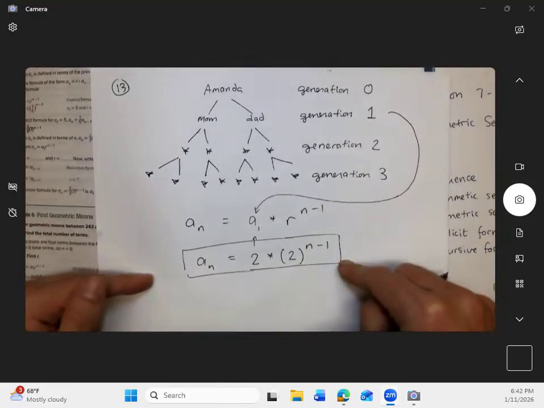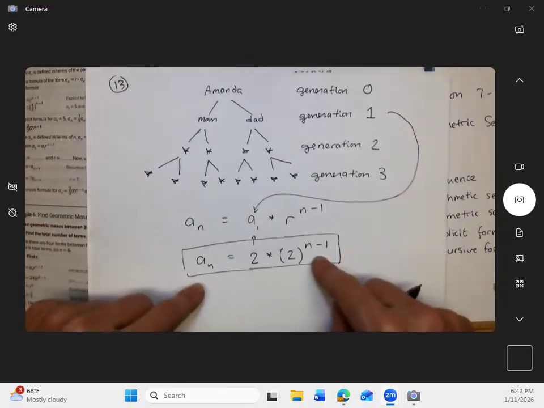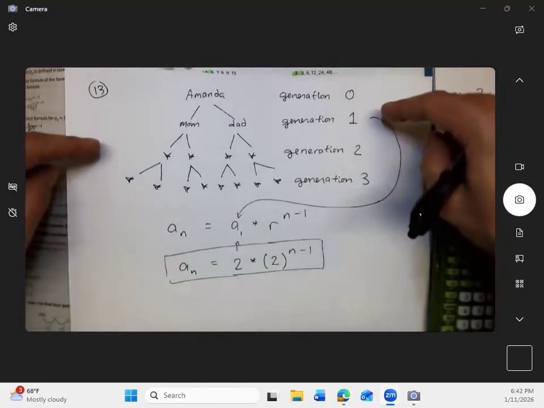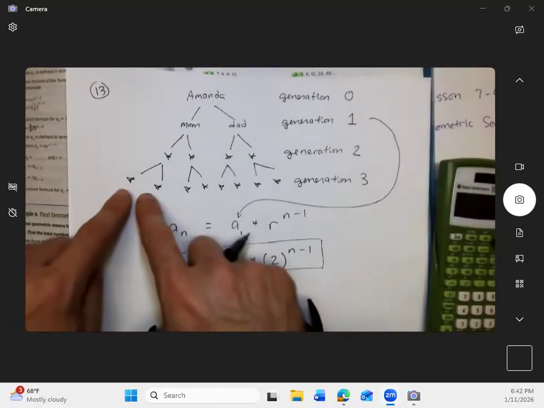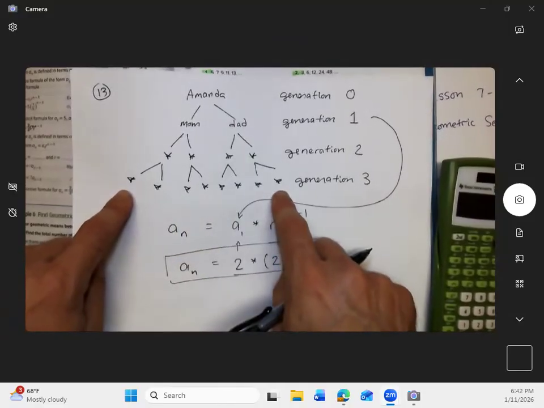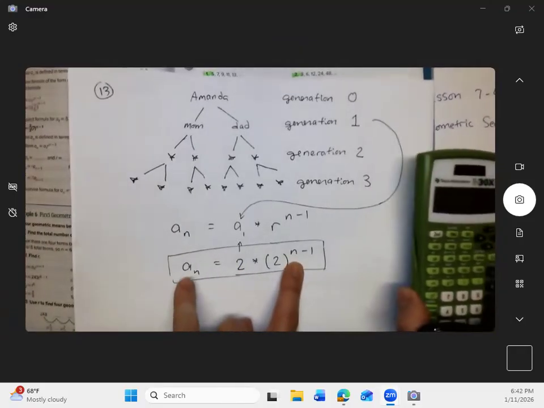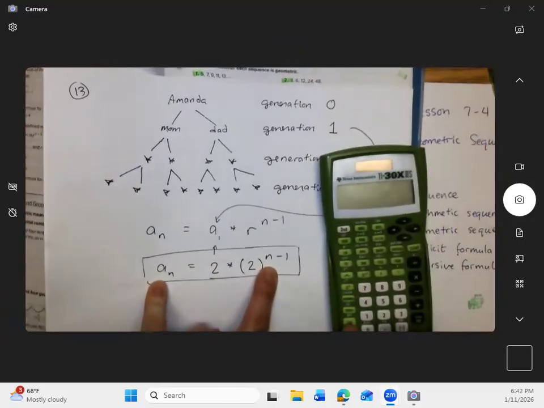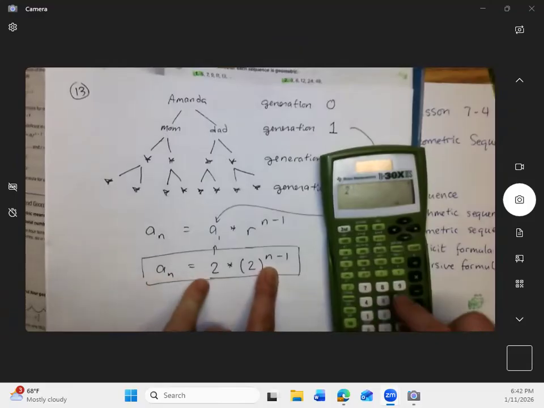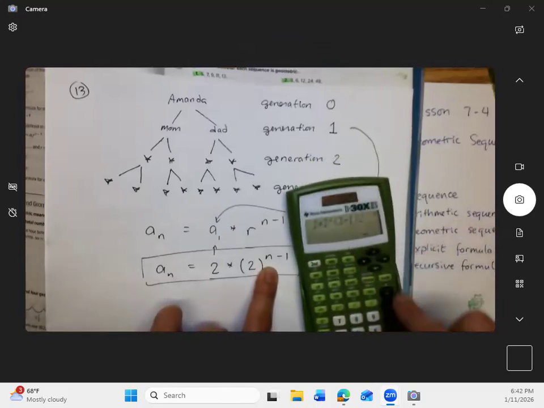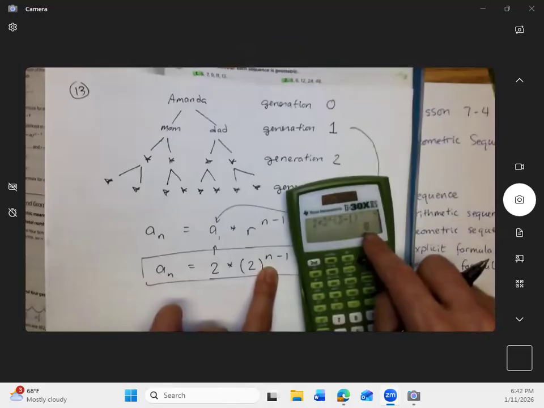Now let's test this formula, and then we'll plug in 5 for n so we can actually get the answer. I'm claiming that if you go 1, 2, 3 generations back, she has 8 great grandparents. You guys see that? 8 great grandparents. So if I plug in 3 for n, I should get 8. Let's see if I do. 2 times 2 to the power of 3 generations back minus 1. Do I get 8 out of this? Yeah, I do. 8 great grandparents.